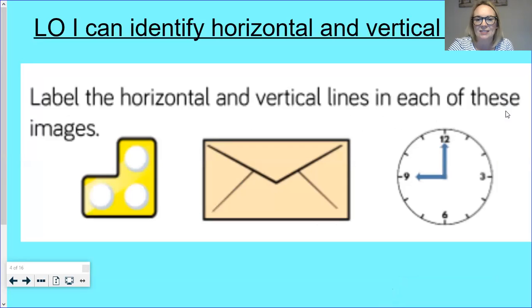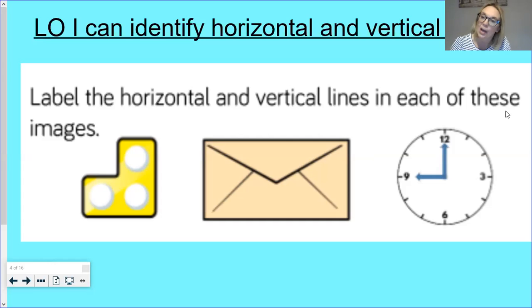Your next activity says label. You can just pause the video in a moment and point to them and think about it, and make sure to tell yourself what the answers are. We would like you to label or look at the horizontal and vertical lines in each of those images. You can see in the middle image you've got an envelope. The 2 lines in the middle are diagonal lines, so we're not worrying too much about diagonal lines today.